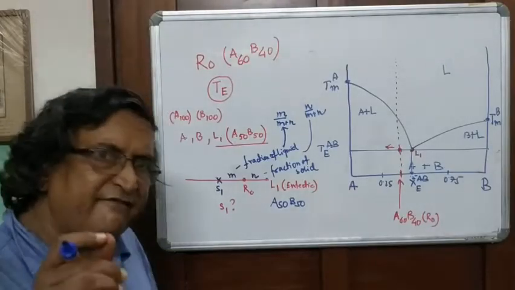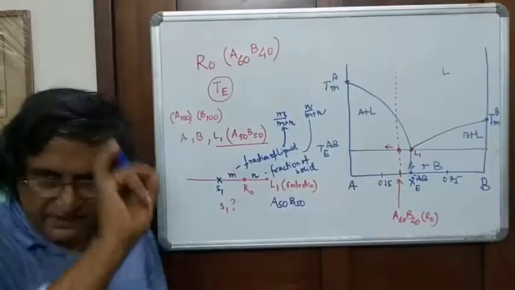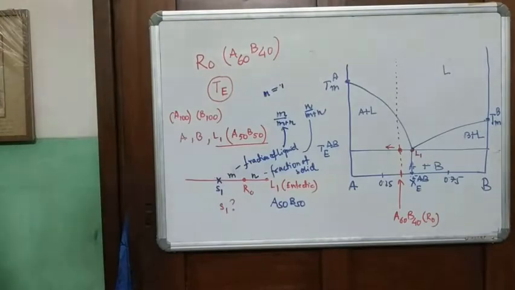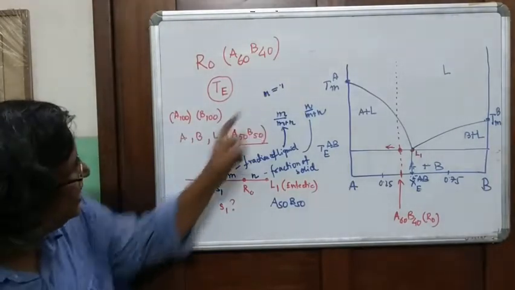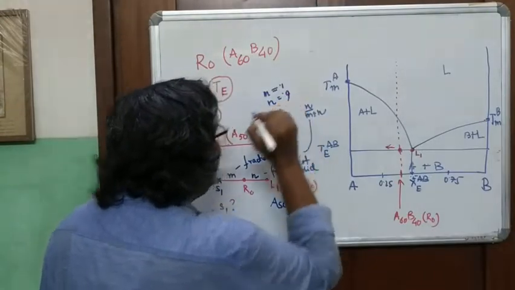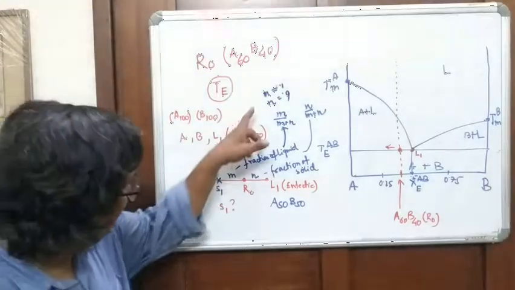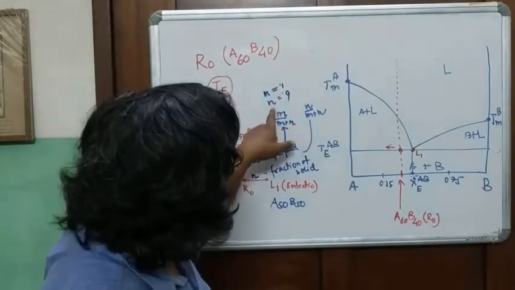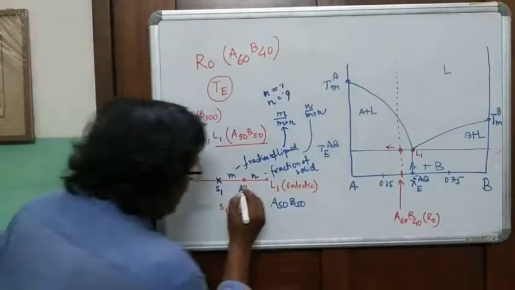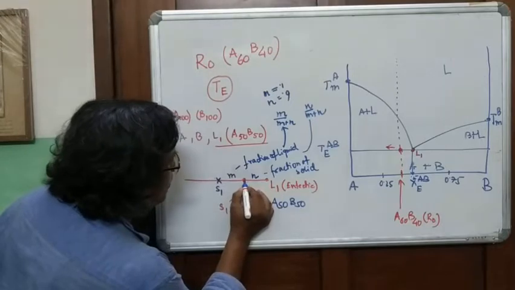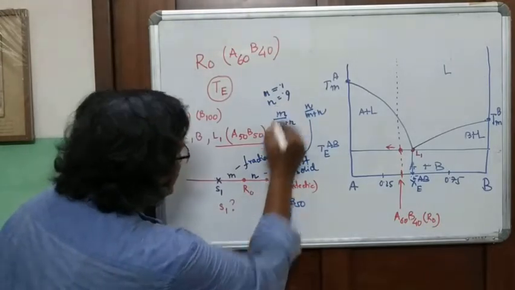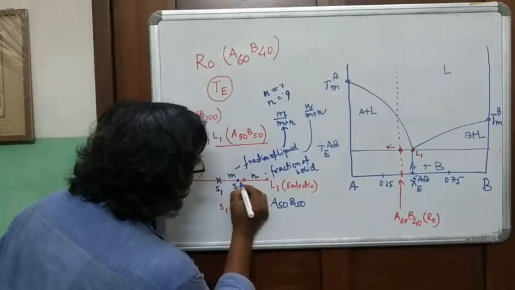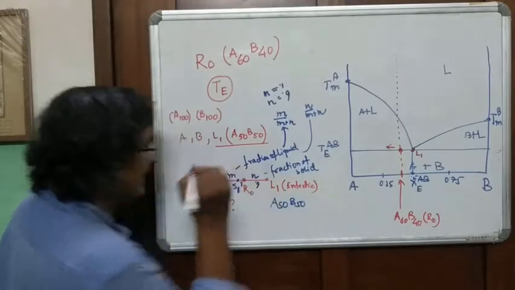Now let's say I have melted 10%. So M now becomes 0.1. That means N is equal to 0.9. Yes or no? If I say the fraction of melt is 0.1, that means the fraction of solid is 0.9. So if N, the fraction of solid, is 0.9, then I will have a point somewhere where this will be my S1, where this is 0.1 and this is 0.9.